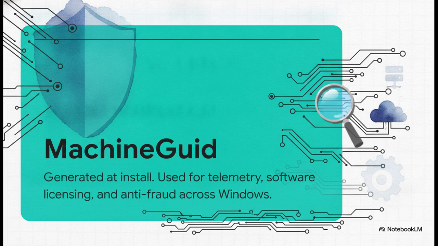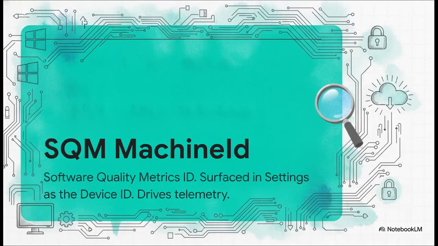If your machine is talking to Microsoft, and let's be real, it constantly is, it's almost certainly using this exact identifier. Next is the SQM machine ID, or the Software Quality Metrics Client ID. Now, what's wild about this one is that it isn't just buried deep in the registry. It's actually hiding right in plain sight. If you open your Windows settings, click on System, then About, you'll see your device ID. Yep, that is the SQM machine ID. It's basically the primary engine driving the whole Windows telemetry pipeline.